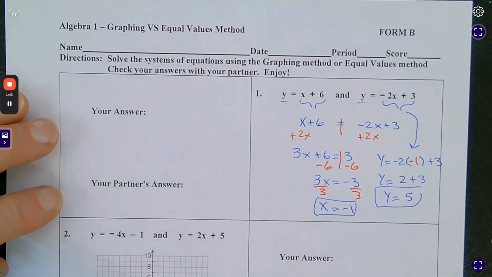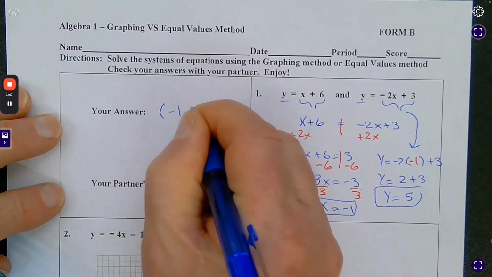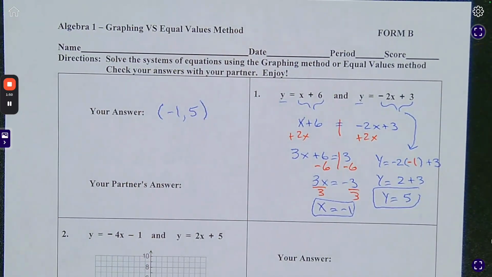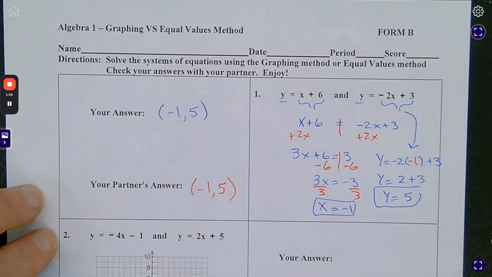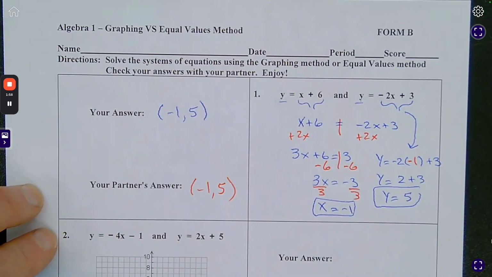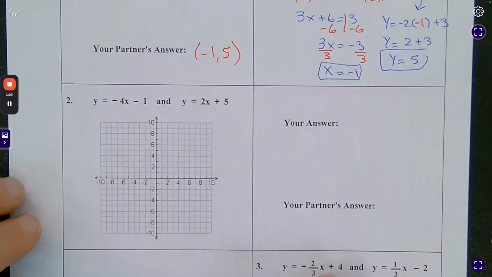So that is negative 1 comma 5, which is exactly what I got on the other sheet. So my partner's answer matched. Let's go. Okay, so that's how you know you both did it right. If you don't get the same answer, then you've got to go back and check it.